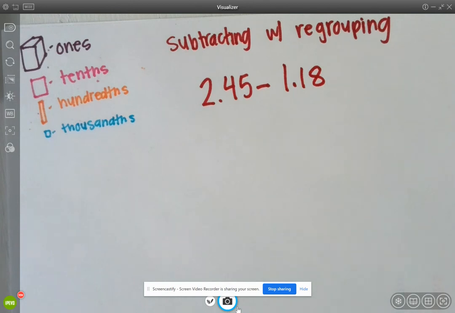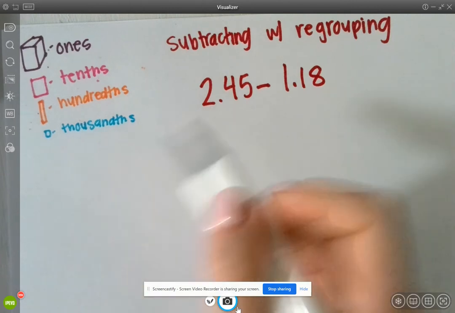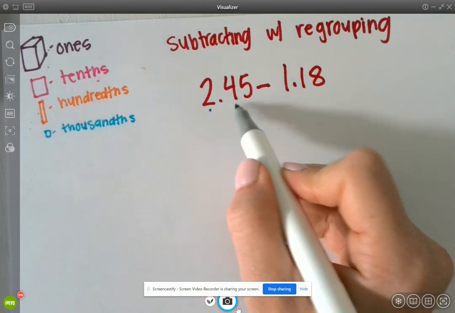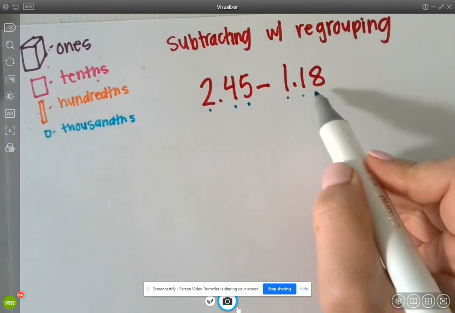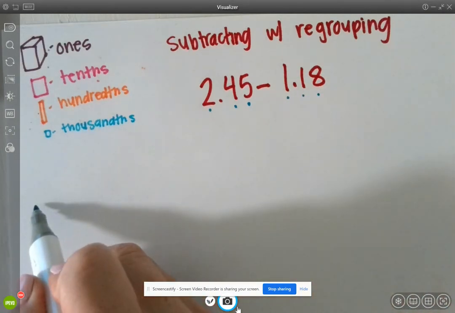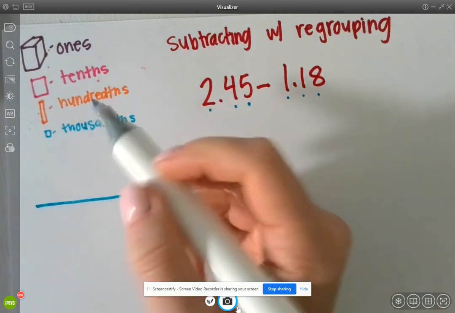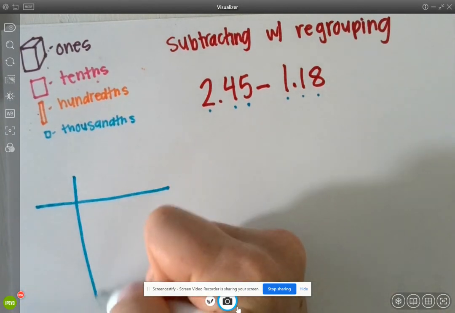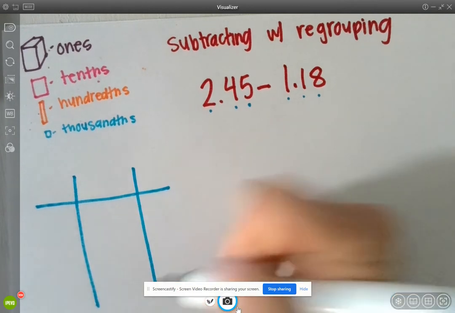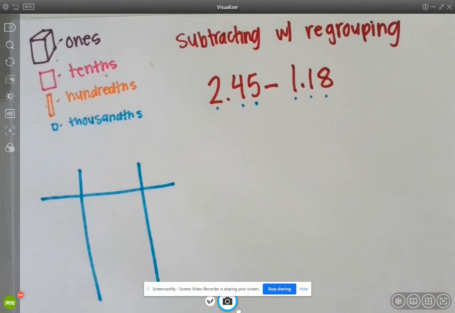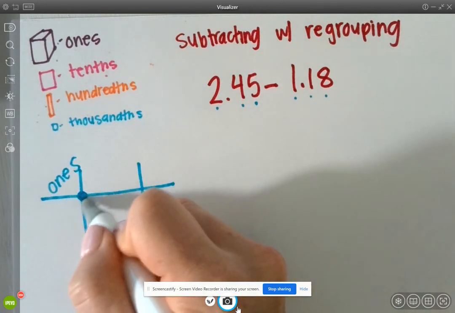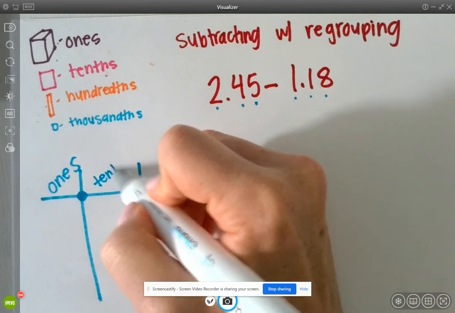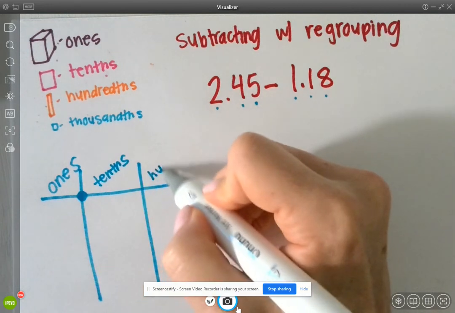So I'm going to start by making myself a little place value chart to help me. So I know I have ones, tenths, hundredths, and I also have over here ones, tenths, hundredths. So that means on my place value chart, that's all I need for this activity right now. Okay, so I'm going to set this up, my place value chart. Here's going to be my ones, decimal, tenths, and hundredths.